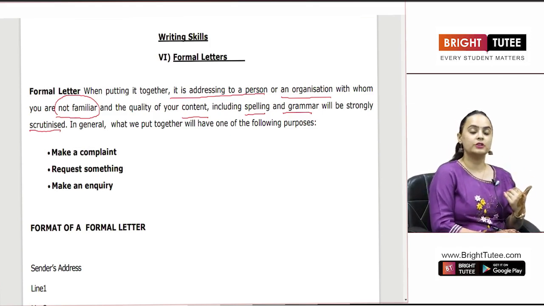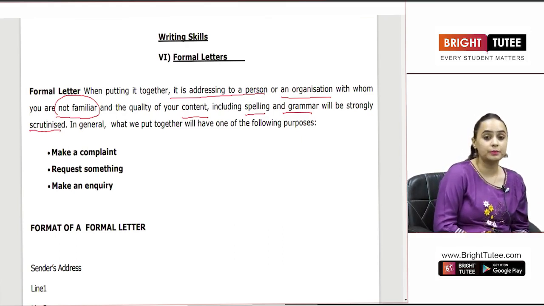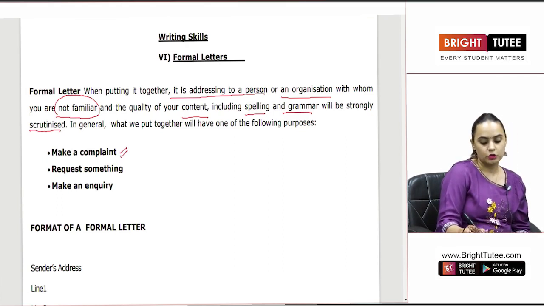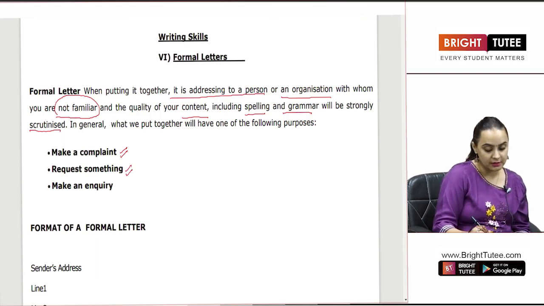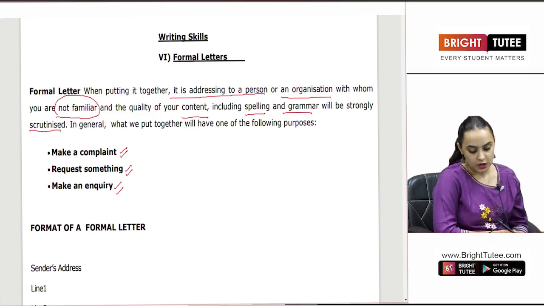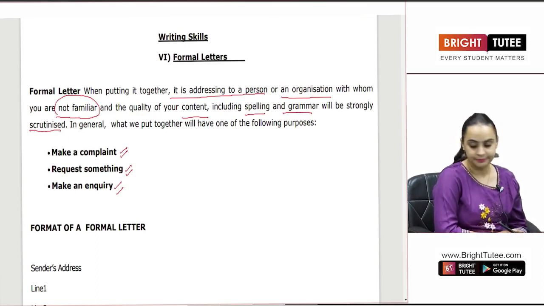And why do we write formal letters? What are the basic reasons, the purposes for writing a formal letter? For making a complaint regarding something, to make a request for something, or to make an enquiry for something. So these are the three reasons why we write a formal letter.